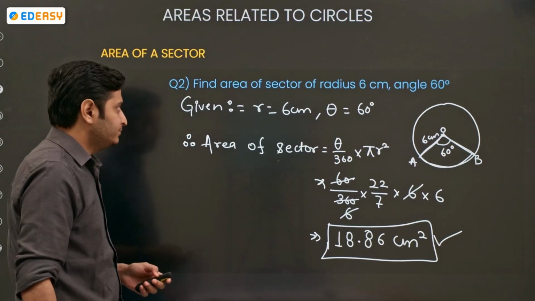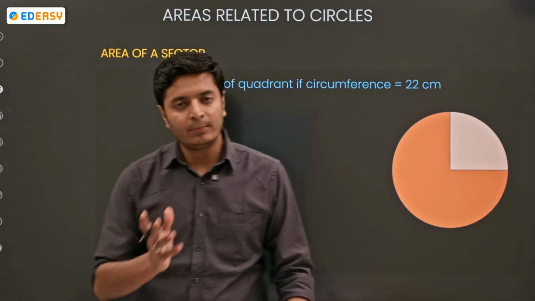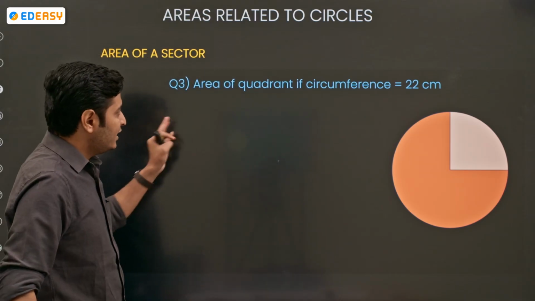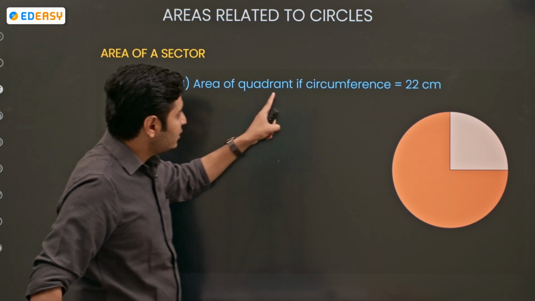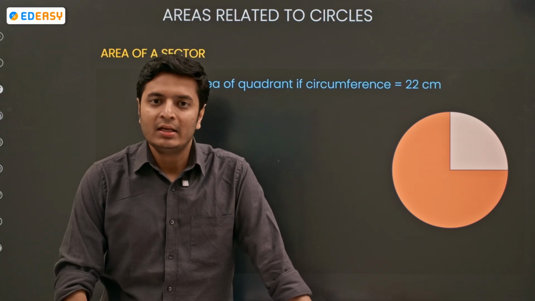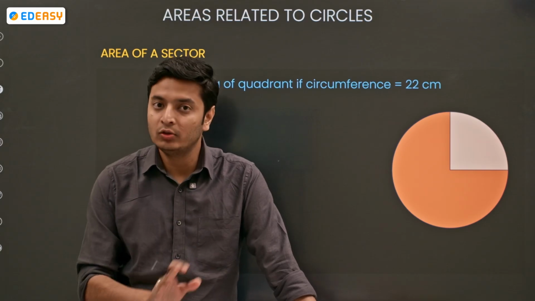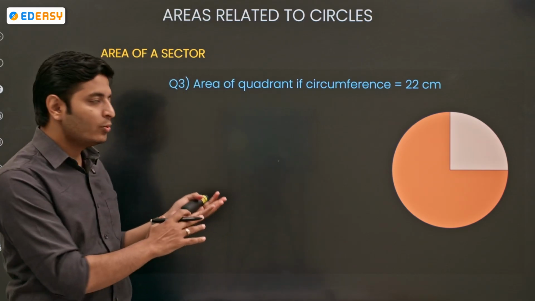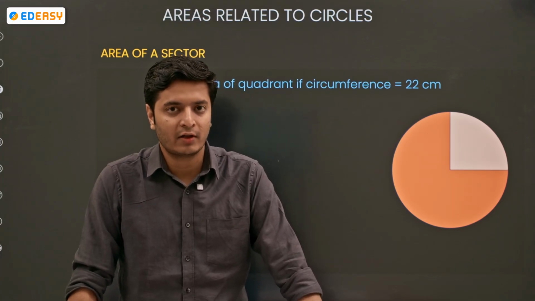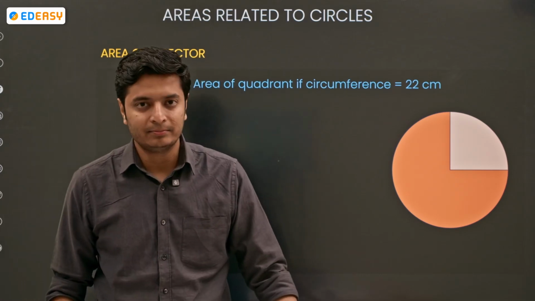Okay. Now, third problem. Now, this is a very unique problem. This is different than the previous one. Why? Here, the statement of the problem is area of quadrant if circumference is equals to 22 centimeter. Is radius given to us? No. Is theta given to us? No. But still, examiner is hoping that we should be giving him the final answer. How? How can we find the answer now? So there are something hidden in this problem.